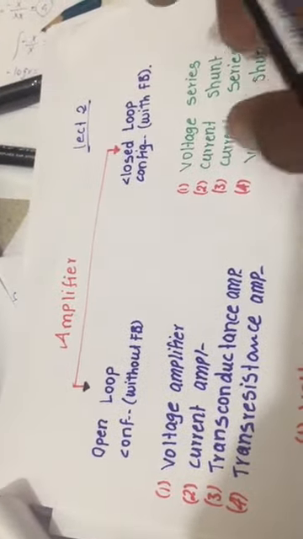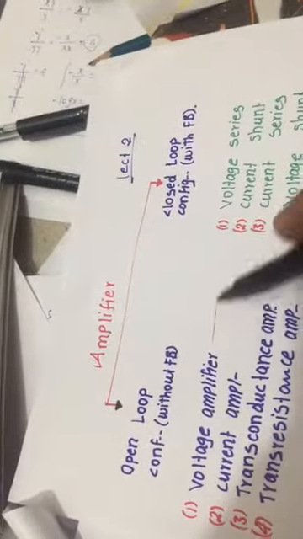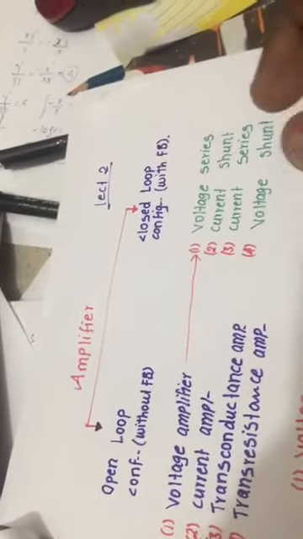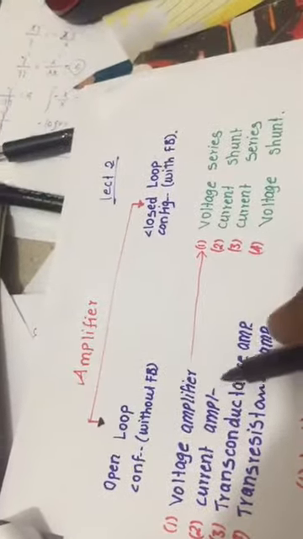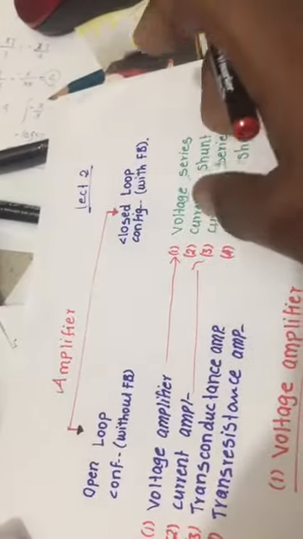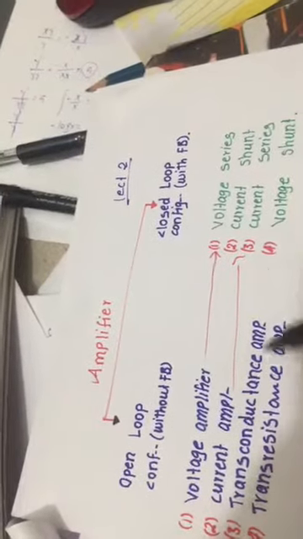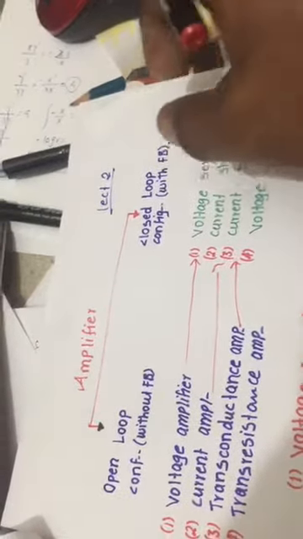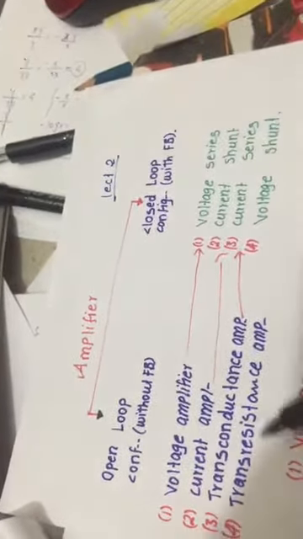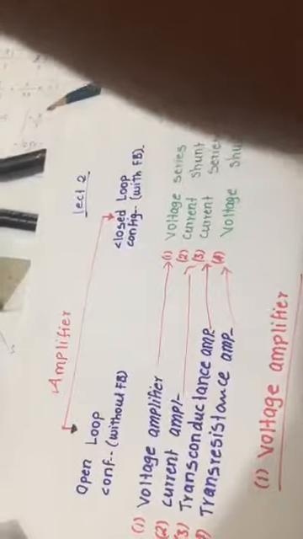If you want to name these four parts, you can also name them based on this. I mean to say that voltage amplifier and voltage series, those two names are the same when we are in closed loop configuration. Current amplifier and current shunt are the same. Same like that, transconductance and current series are the same, and transresistance and voltage shunt will be the same in closed loop configuration.